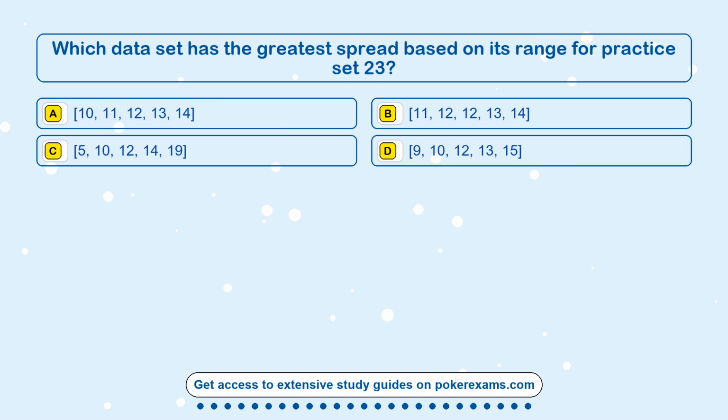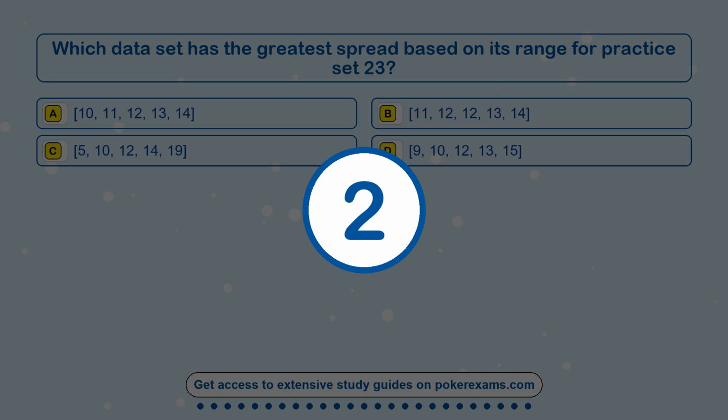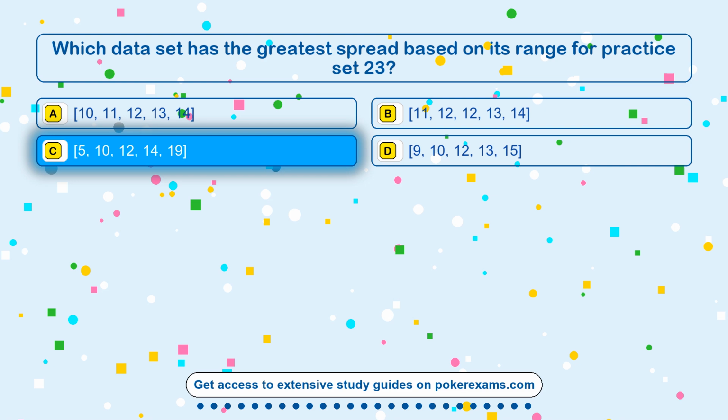Question 21. Which data set has the greatest spread based on its range for practice set 23? Option A 10, 11, 12, 13, 14. Option B 11, 12, 12, 13, 14. Option C 5, 10, 12, 14, 19. Option D 9, 10, 12, 13, 15. The correct answer is option C, 5, 10, 12, 14, 19.